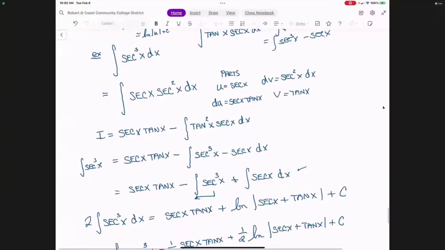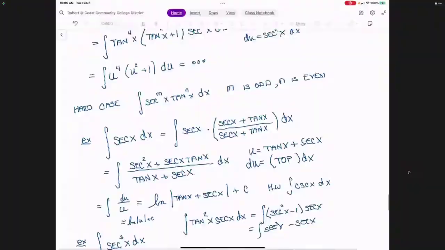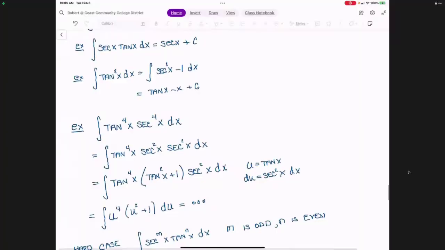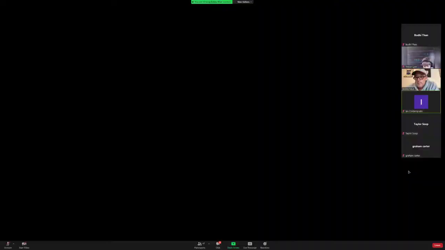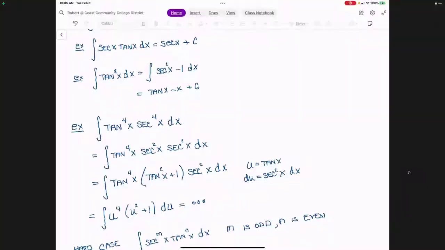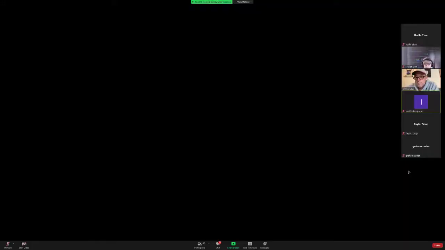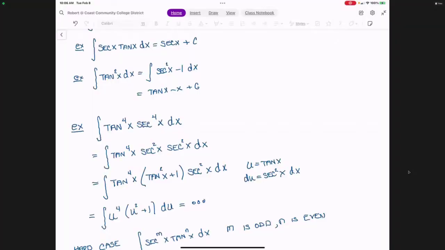So this section, there was a whole bunch of these trig integral type things. And the reason that your textbook dedicated an entire section to this on its own is because of the next section, which is coming up, which is the actual trig substitution stuff, where we're going to be doing a whole different kind of substitution.